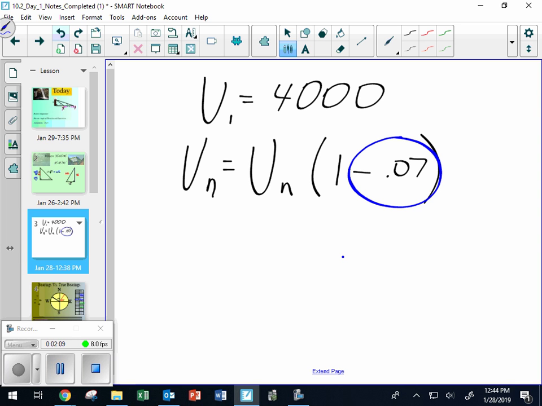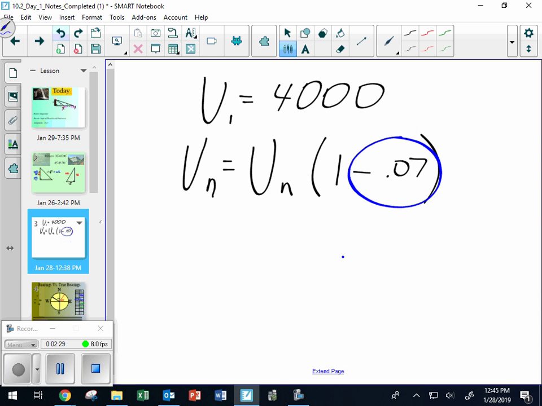Kids that write 0.93 when asked what the decay rate is will often by accident say 93%. Do you get what I'm saying? They're going to make that little mistake. Whereas if you put 1 plus something or 1 minus something, it's less likely you'll screw up the decay rate. It's just sitting right there.